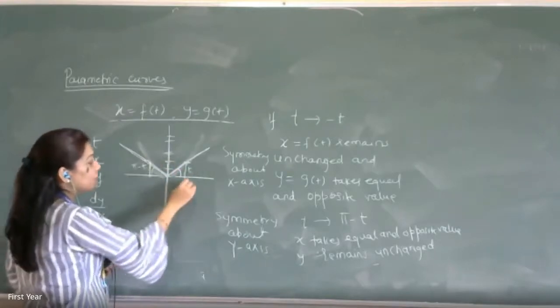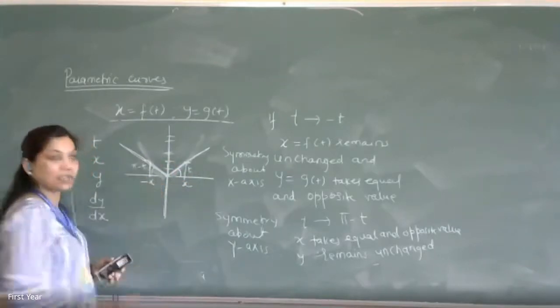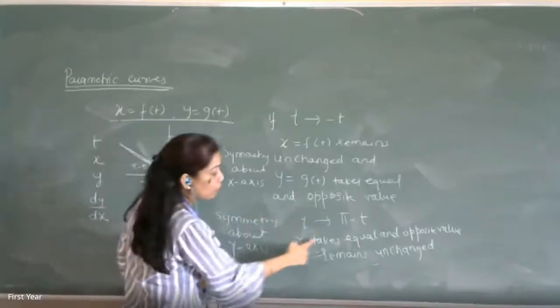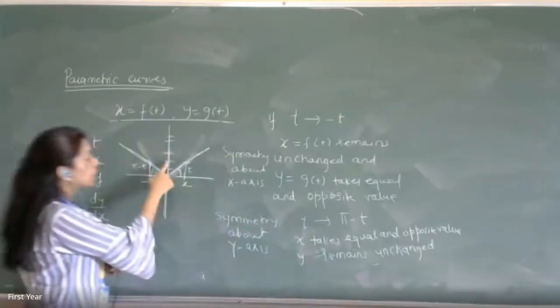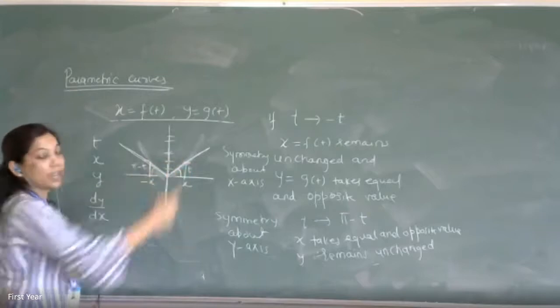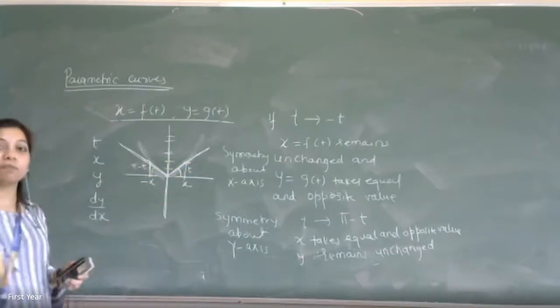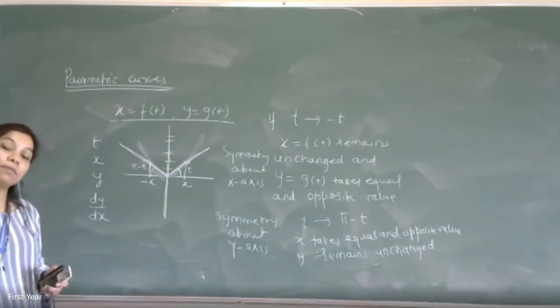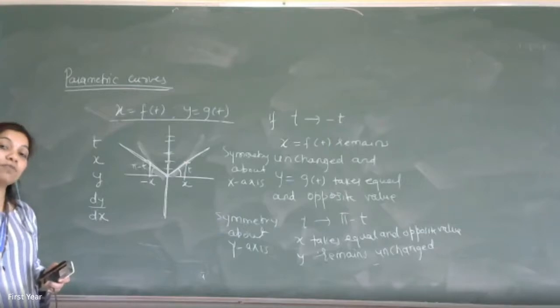X is different. Then if it is plus x, then it should be minus x. So x is taking equal and opposite value, and y is remaining same. So the curve will be symmetric about y-axis. That's the meaning of that statement. Is it clear now? Yes, ma'am. Everyone, this is too much of geometry. Are you understanding it?